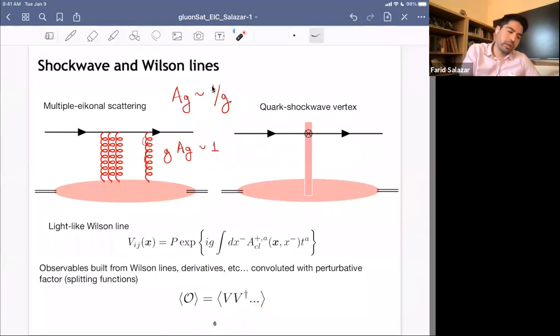By the way, you can also scatter, of course, gluons. Now you will have a Wilson line, but not in the fundamental representation, but in the adjoint representation. And so you can also have Wilson lines in the adjoint representation for the observable that you have. But you get the idea. The idea is that your cross sections or your amplitudes will be convolutions of perturbatively calculable factors with these Wilson lines.